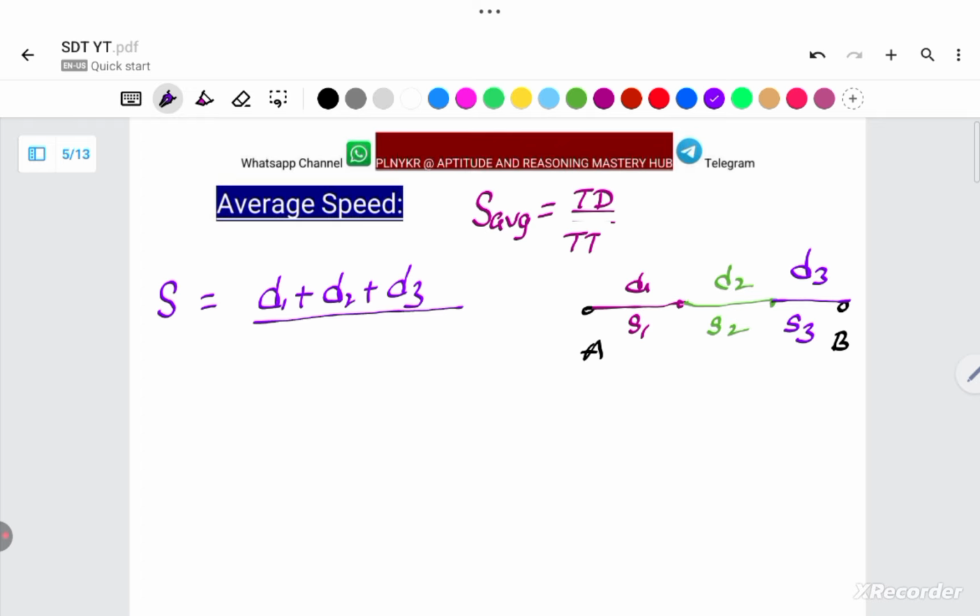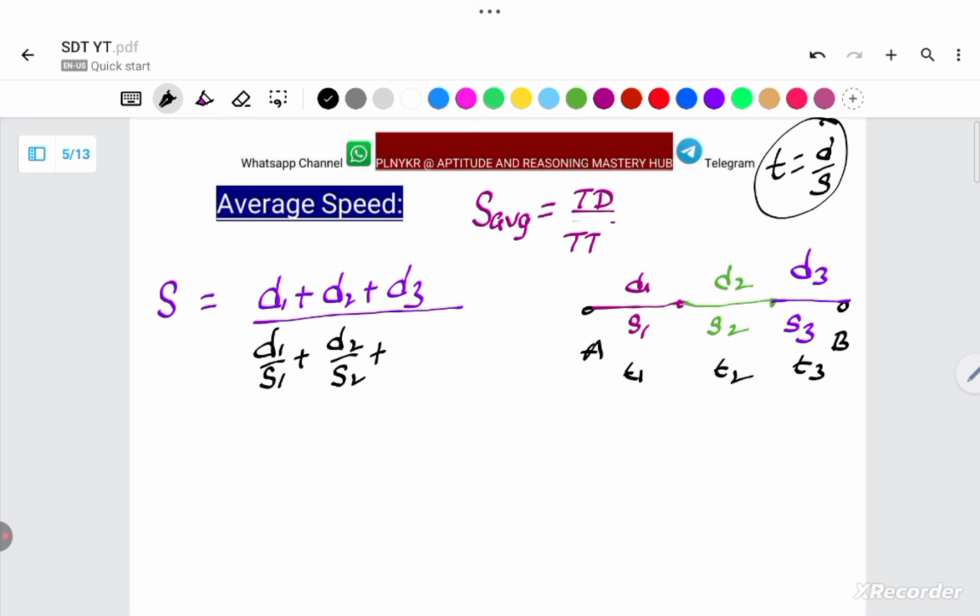If we take the times for d1, d2 and d3 as t1, t2 and t3, then the total time means t1 plus t2 plus t3. But we know that time equals distance by speed. So t1 means d1 by s1, t2 will be d2 by s2, t3 will be d3 by s3. So this is the basic fundamental formula.